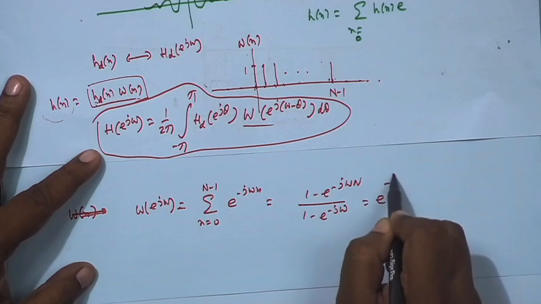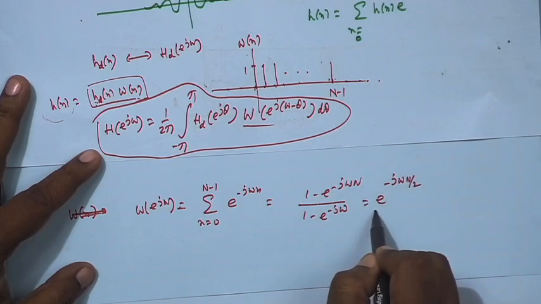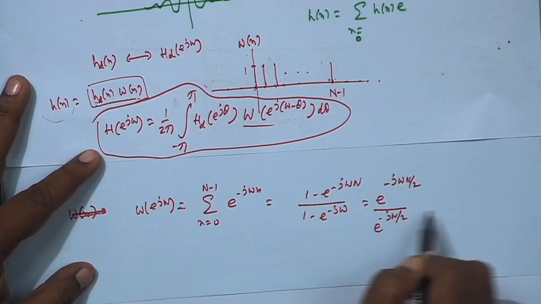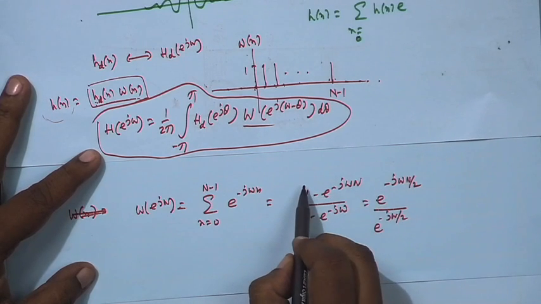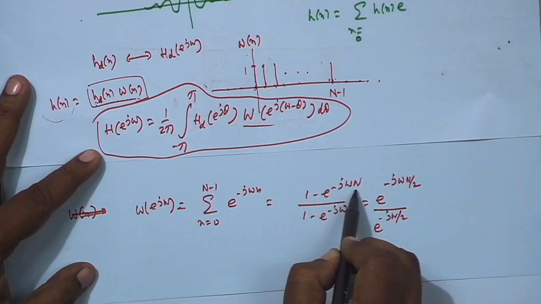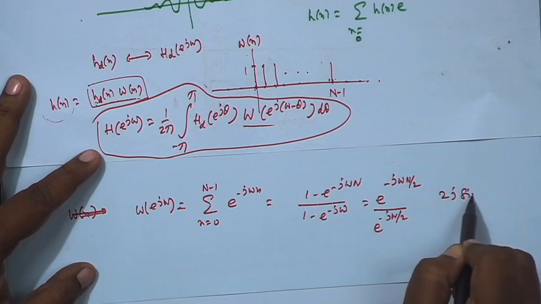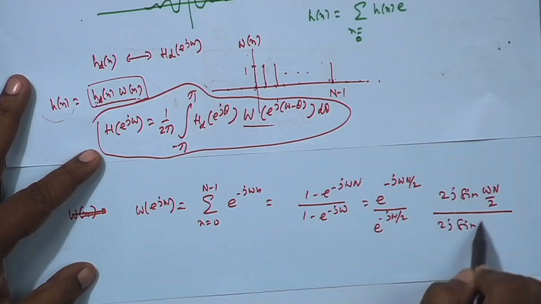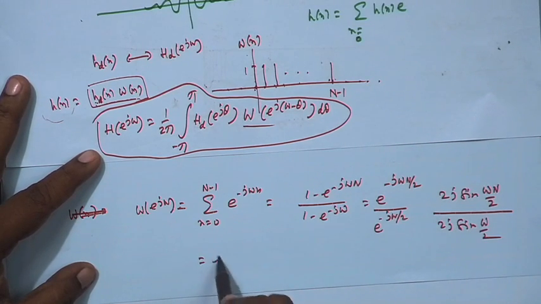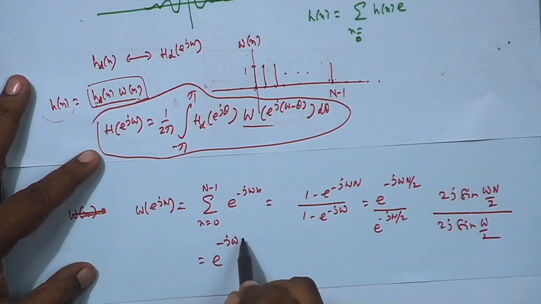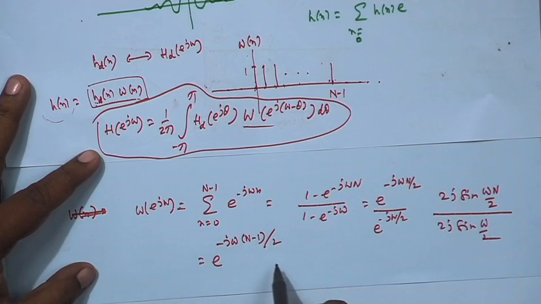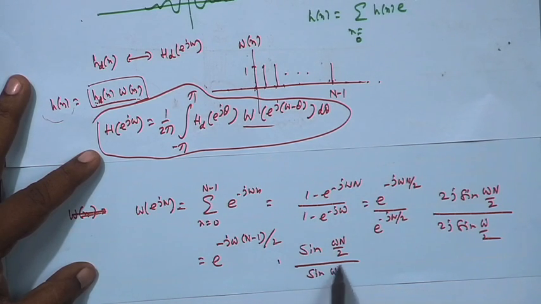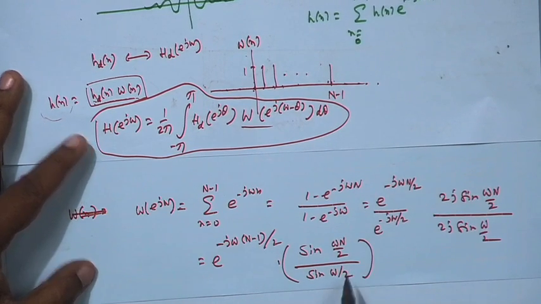Take e to the power minus j omega n by 2 from top and e to the power minus j omega by 2 from bottom. So, it will be e to the power plus j omega n by 2 minus e to the power minus j omega n by 2, which is twice j sin omega n by 2, and in the denominator twice j sin omega by 2. So, it will be this into this part.